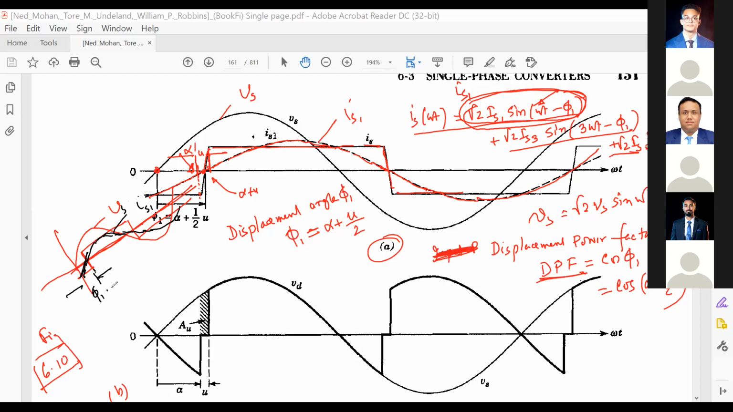Cosine of alpha. So the angle is alpha, but here u by 2 comes into the picture when there is the presence of Ls. Do you understand? Everybody, please, if you don't understand, I can repeat. Because of the presence of the inductance, the current is not rectangular but sinusoidal. That is why this factor is coming into the picture. Okay?